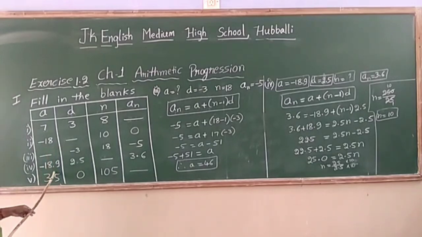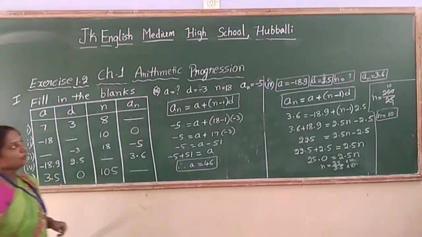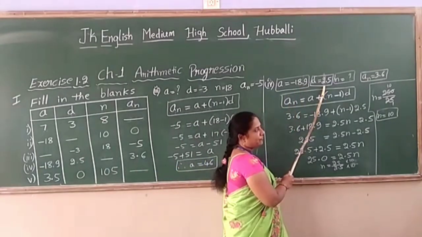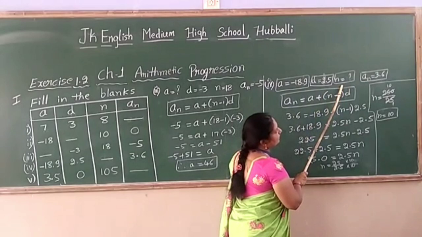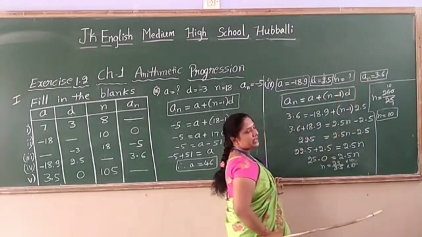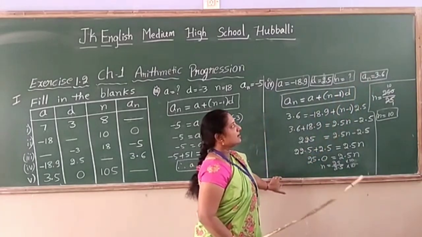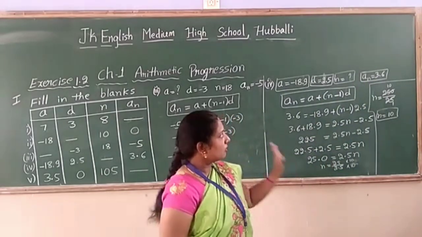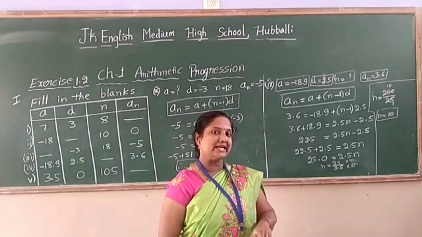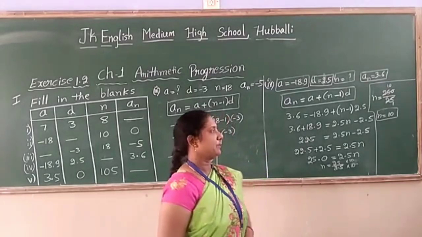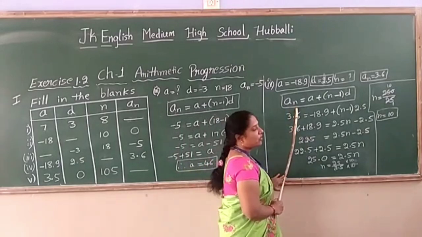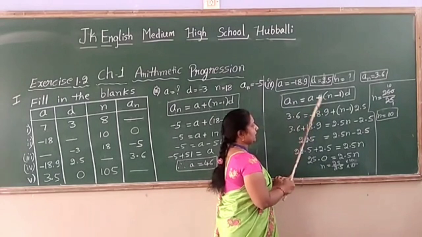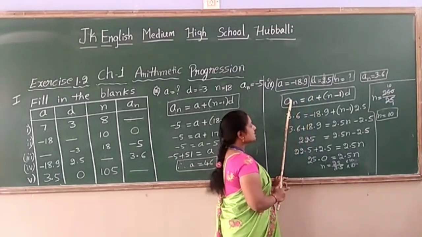Next we go for fourth sum. They gave A value minus 18.9. D value they gave 2.5. And N value to find out here. And an is equal to 3.6. So here out of 4 variables, N value to find out here. So all these 4 variables, in which formula it is there? It is there in nth term of an AP. So write the nth term of an AP formula as An is equal to A plus N minus 1 into D, and substitute the values.